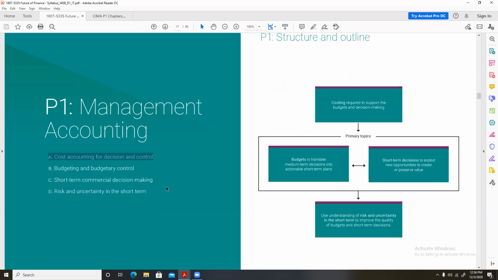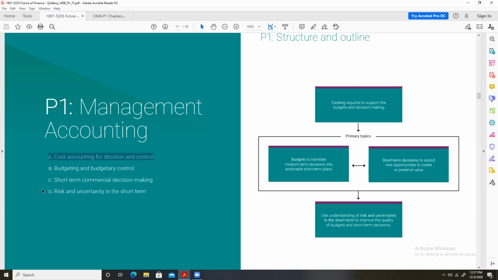Now this part comprises different costing techniques like activity based costing, marginal costing, the traditional costing techniques, and the more modern techniques such as the activity based costing. And it also includes variance analysis.